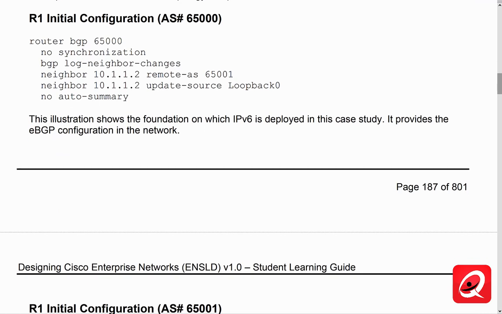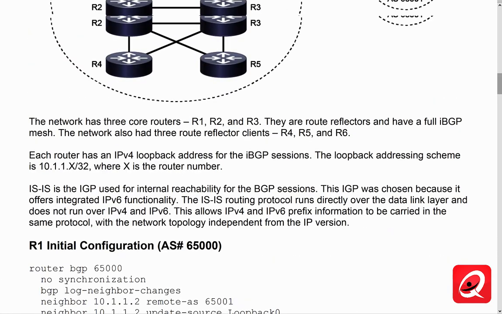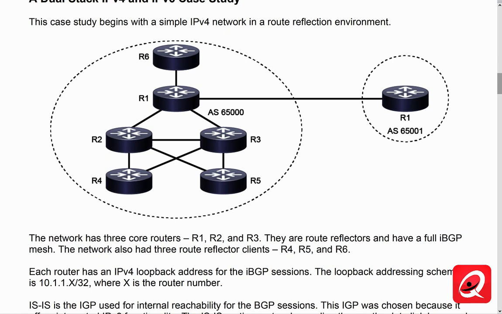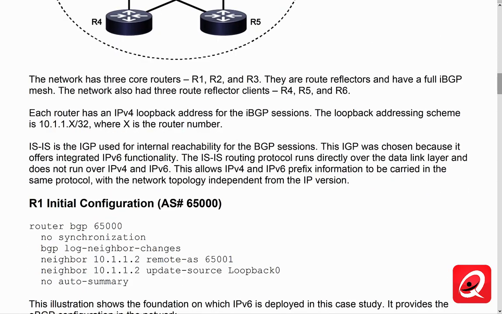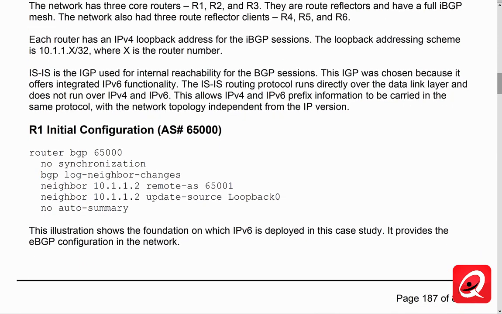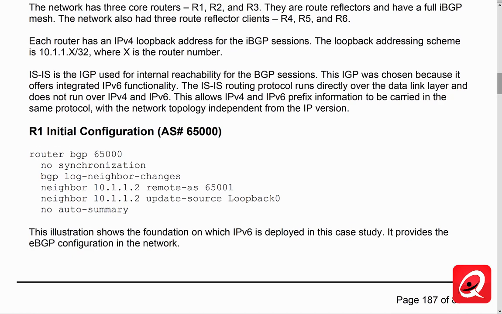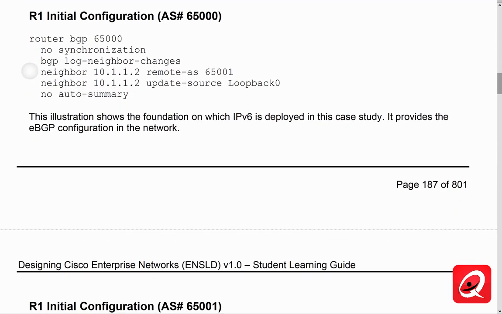We're going to start by enabling AS65000. We're going to set a neighbor of 10.1.1.2, remote AS65001. So we're establishing that relationship between router one on the left and router one on the right. I think that's probably a typo. But this is our eBGP peering relationship that we're establishing. Pretty straightforward.